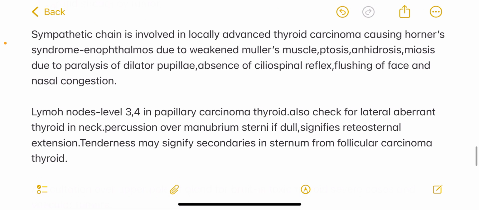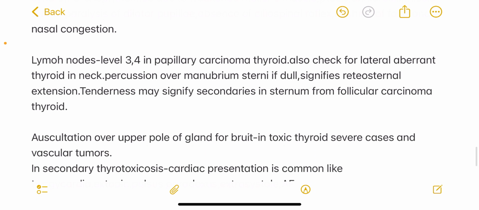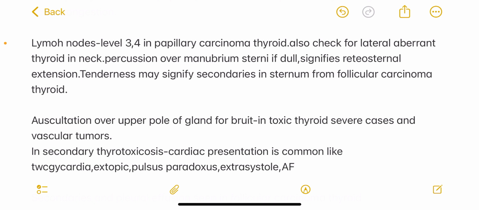Then auscultation of the upper pole of the gland for bruit is done. In toxic thyroid, severe cases and vascular tumors, it is positive. And in secondary thyrotoxicosis, cardiac compression is common, presenting with features like tachycardia, ectopic beats, pulsus paradoxus, extrasystole, and atrial fibrillation.